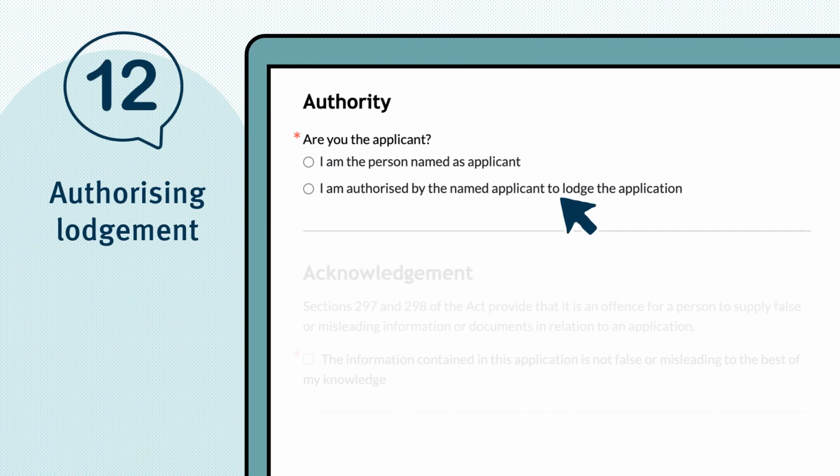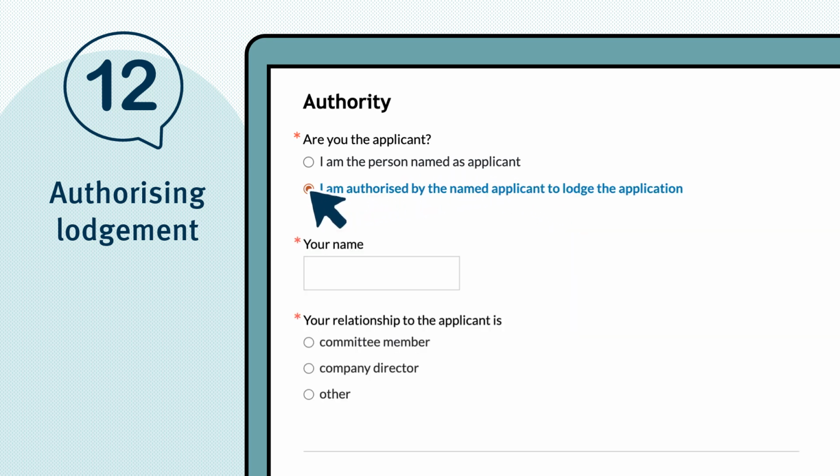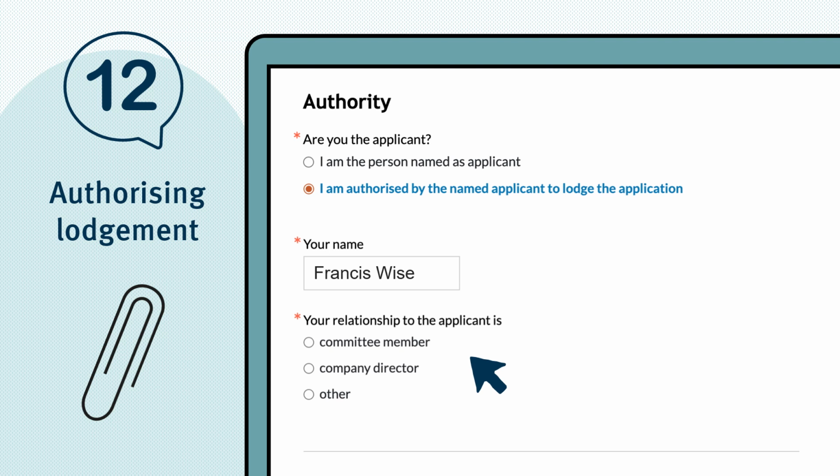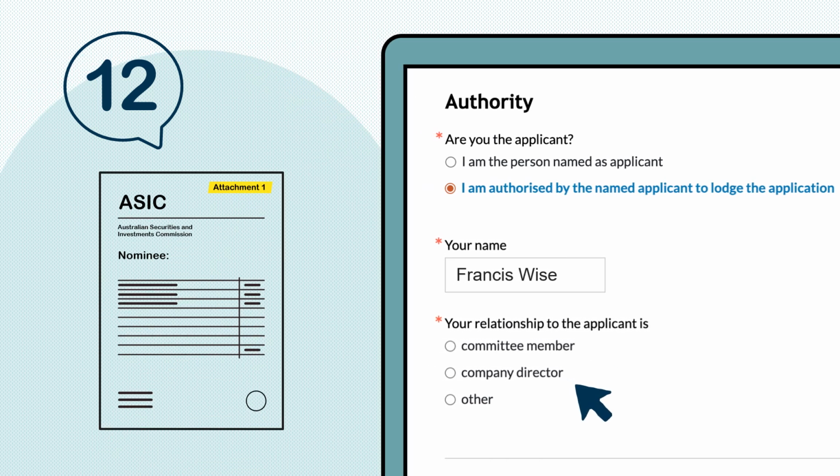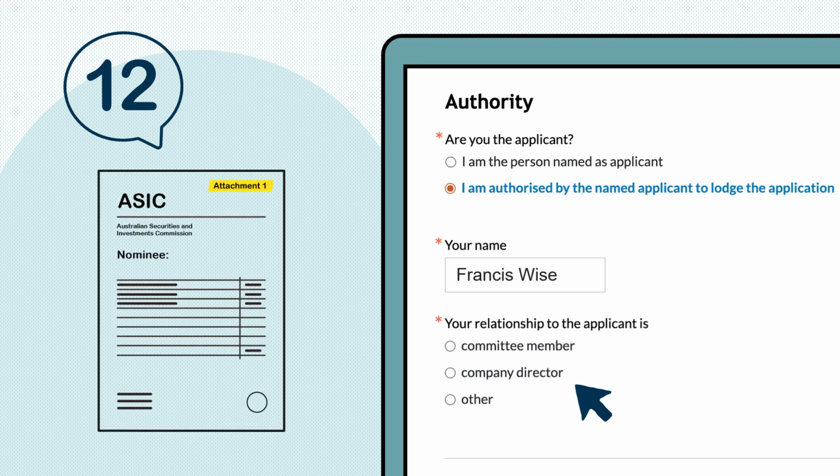Now, select whether you are the named applicant or are applying on behalf of the applicant, in which case you must specify your relationship to them. You should also attach any documents that provide you with the authority to lodge. If you are lodging on behalf of a company, you need to prove that you are the authorised nominee, perhaps by providing the relevant ASIC details.